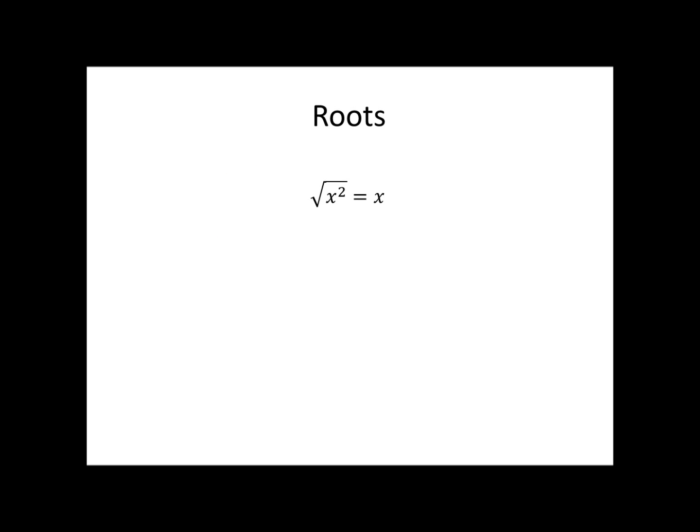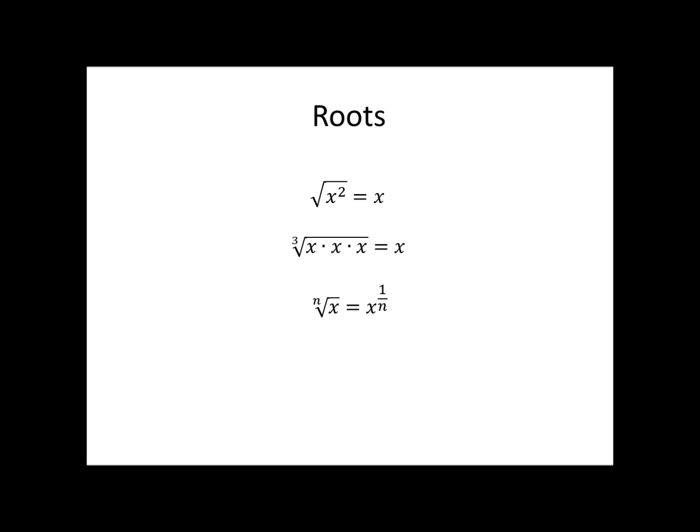Let's take a look at some roots. Now you're probably familiar with the square root. The square root undoes a square. The square root of x squared is equal to x. But there's other roots as well. We can have a cubed root, which undoes a cubing. So the cubed root of x times x times x, which is just x cubed, is equal to x.